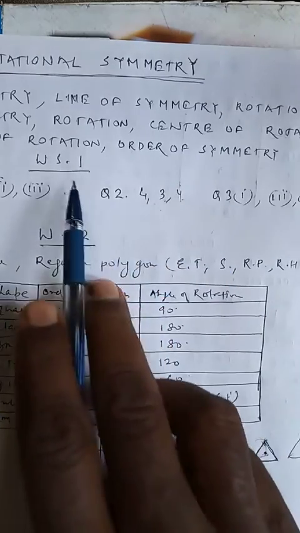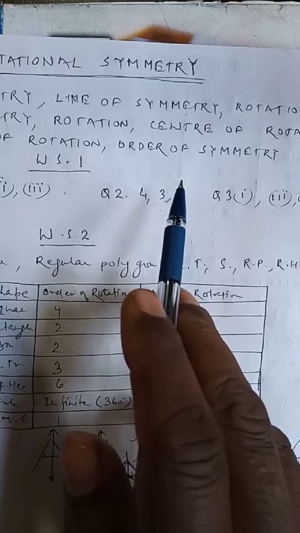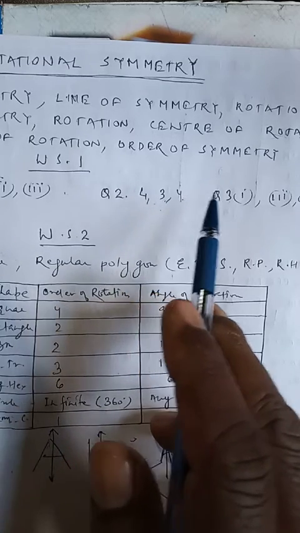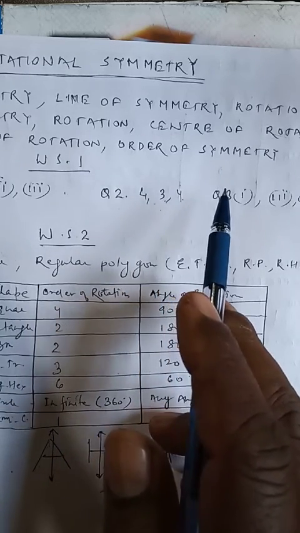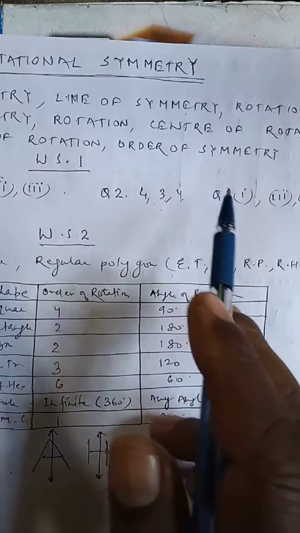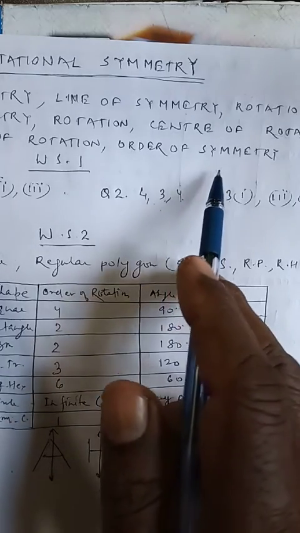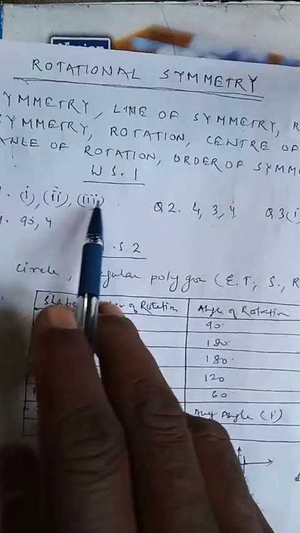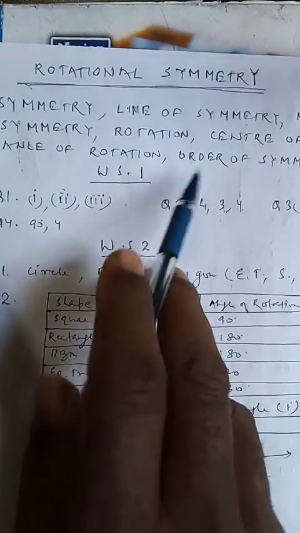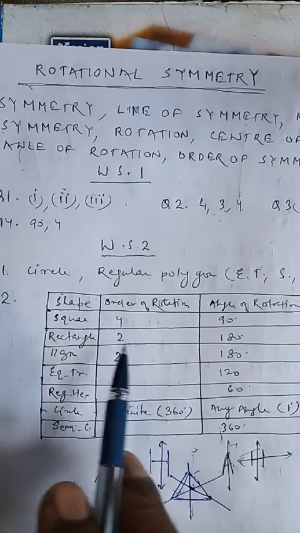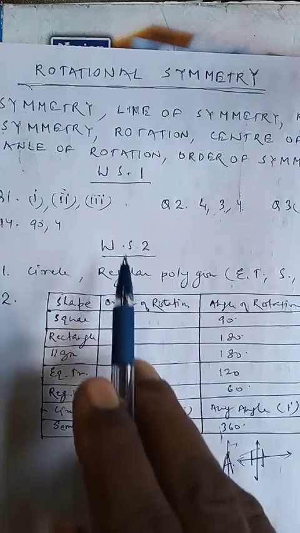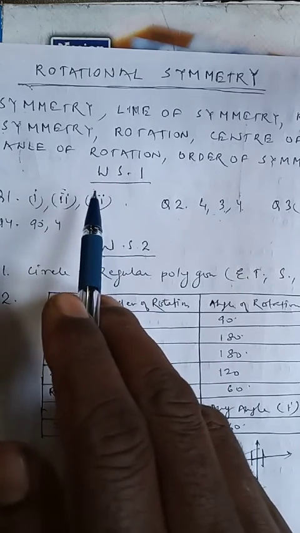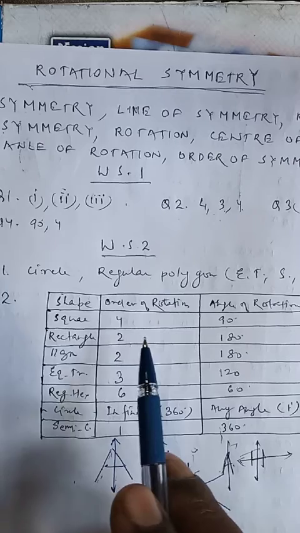Now we are going to discuss worksheet 1 of rotational symmetry. You will see your questions and then try to understand them. Here in question number 1 of worksheet 1, it is given: which figures have rotational symmetry about a marked point. The points are given, and we have to find out which of the figures have rotational symmetry.